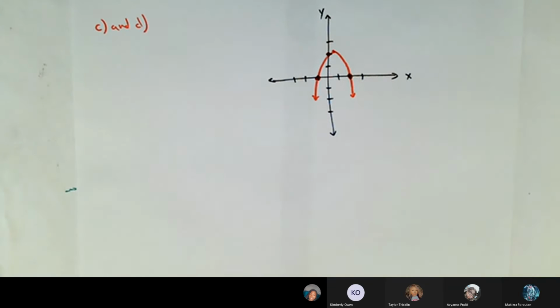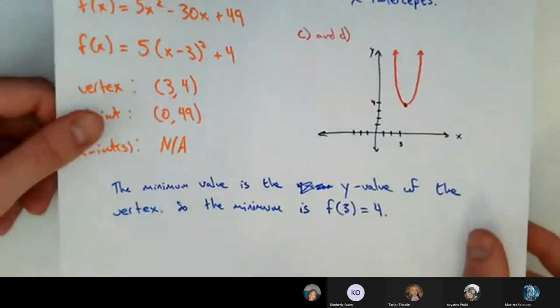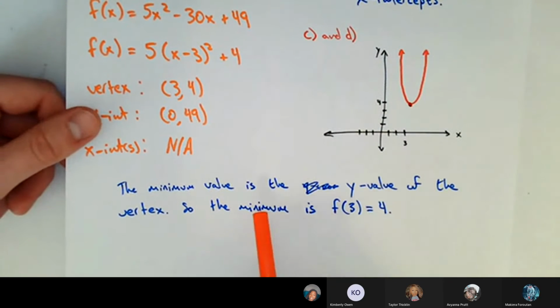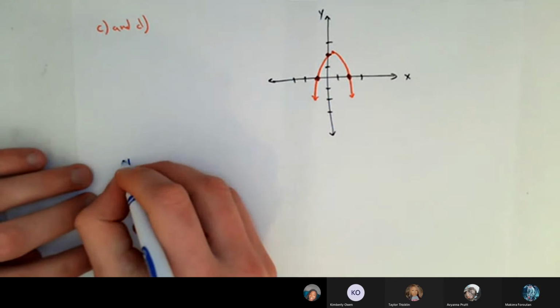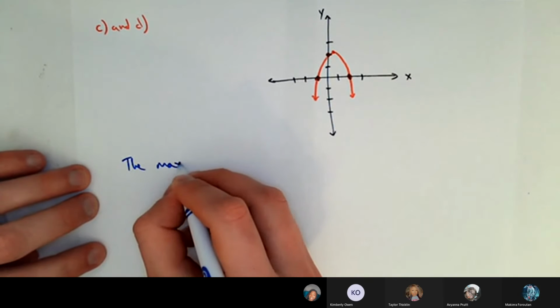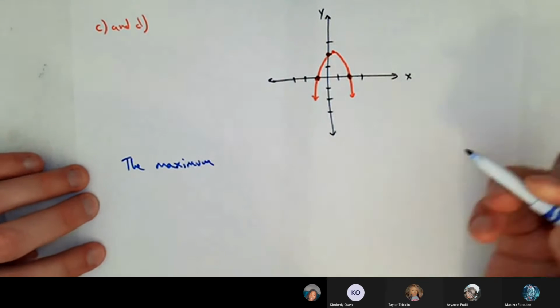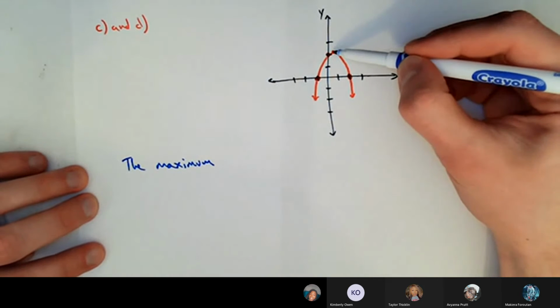Nice. Now let's talk about its max/minimum value. The last one had a minimum value at the y value of the vertex because it was pointing up. This one has a maximum value because it's pointing down, right? It has a highest value right there.